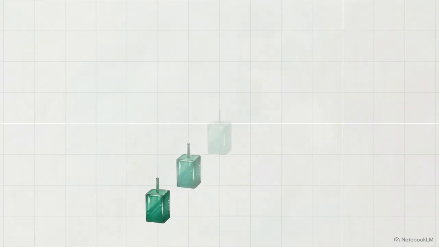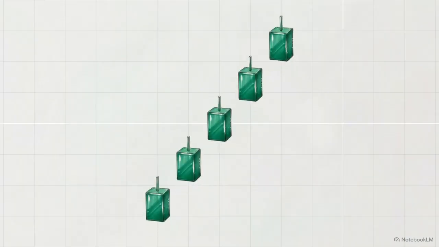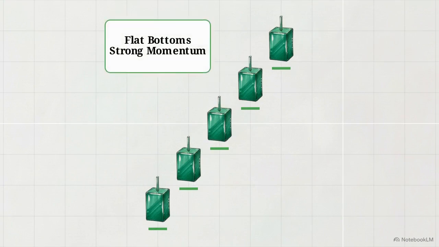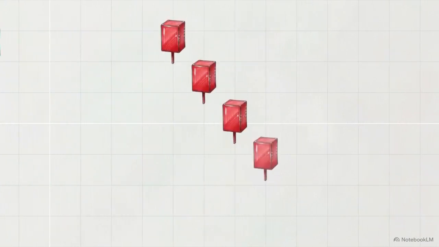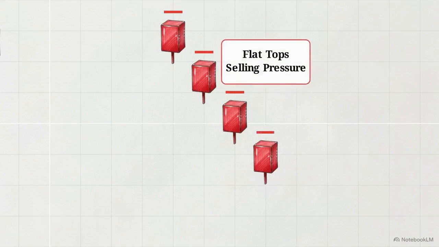Looking at this chart, we can identify a strong uptrend. You are looking for a chain of green candles, but specifically notice the absence of lower wicks. Flat bottoms mean the buyers have momentum. Panning over to a downtrend, the opposite rule applies. You want to see a block of red candles with no upper wicks. Flat tops indicate that the sellers are driving the price down without resistance.